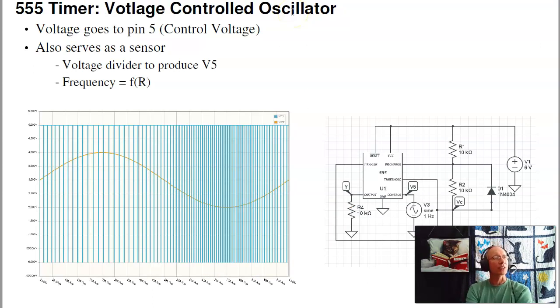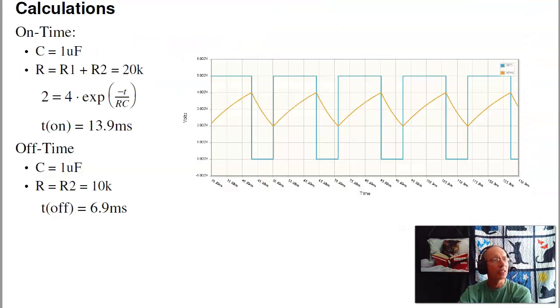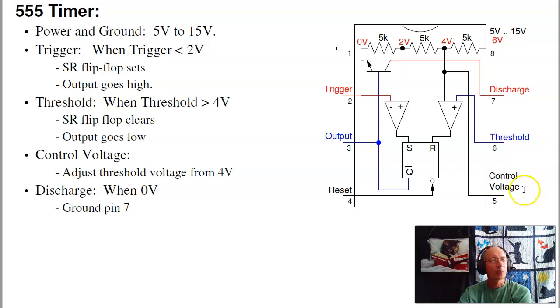Another circuit, I can build a voltage-controlled oscillator. If I take that control input, and going back to the schematics, what the control input does is change the threshold voltage. By moving that up and down, I can change how long it charges and discharges.